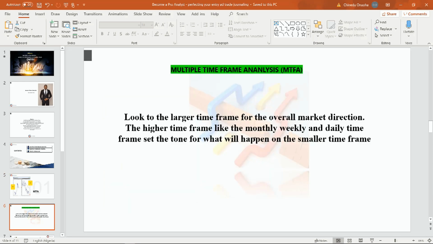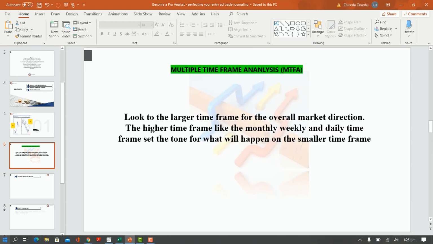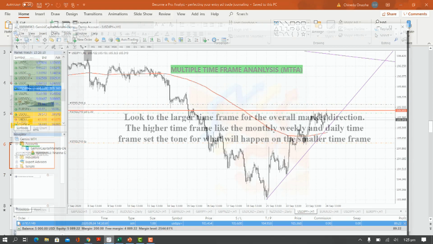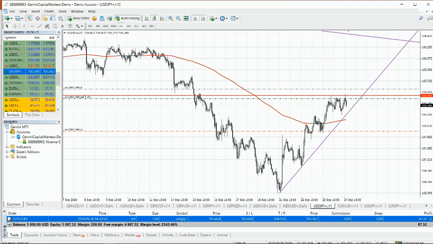Now we're going to look at the chart to show some examples of this. Looking at a higher time frame will help you gauge overall market direction. By higher time frame, we're looking at things like the monthly, the weekly, and the daily time frame to look at the overall direction of the market. This is for swing and day traders. If you're scalping, the higher time frame for you will be like the 4 hour time frame and maybe the daily time frame. So let's look at our chart and see how we can use it to explain time frame analysis.